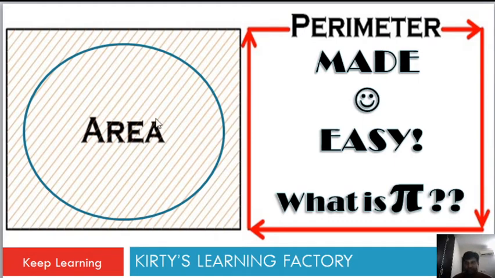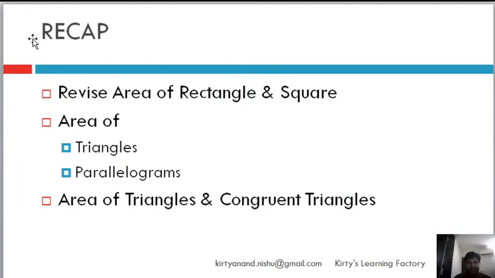Hello people, today we are going to learn, as you can see, area and perimeter but of a circle. Circles are one of the most interesting chapters in mensuration geometry. Quick recap of what we did in the last video.